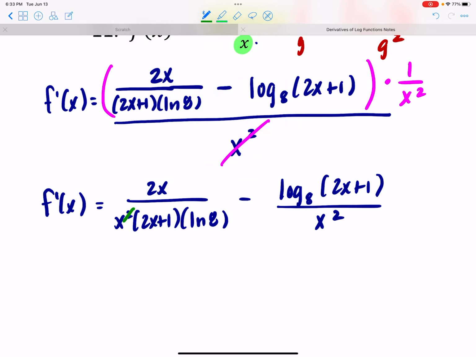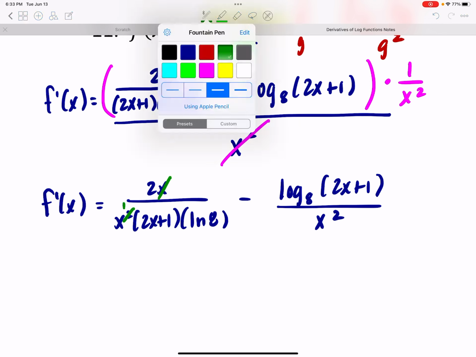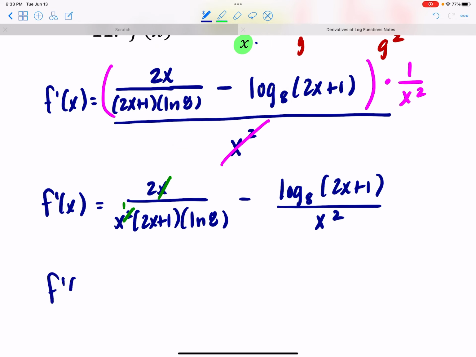So I'm going to get rid of one of those and get rid of that. And I'm just going to call this my final answer. Again, we could probably do the subtraction and try to get common denominators. I don't know that that's going to make anything look any better because you'd have to multiply all of this here, and I don't think it's worth it, is what I'm saying.